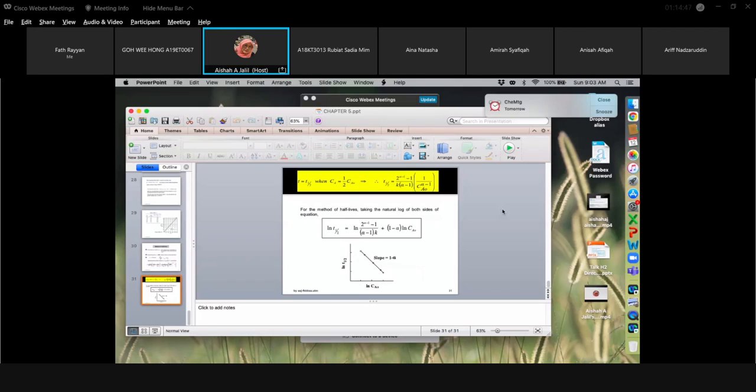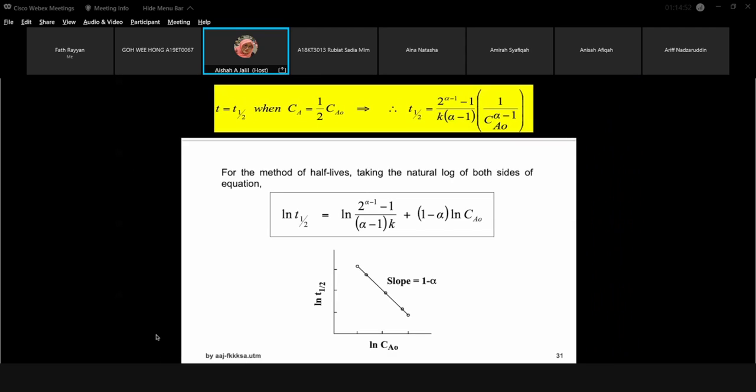Apa itu half-life? Half-life adalah T equal T half, when the overall initial concentration becomes half. When you derive, we got this one, the yellow one. The yellow one used here. Just put the slope and alpha to get the equation. That's all for today.